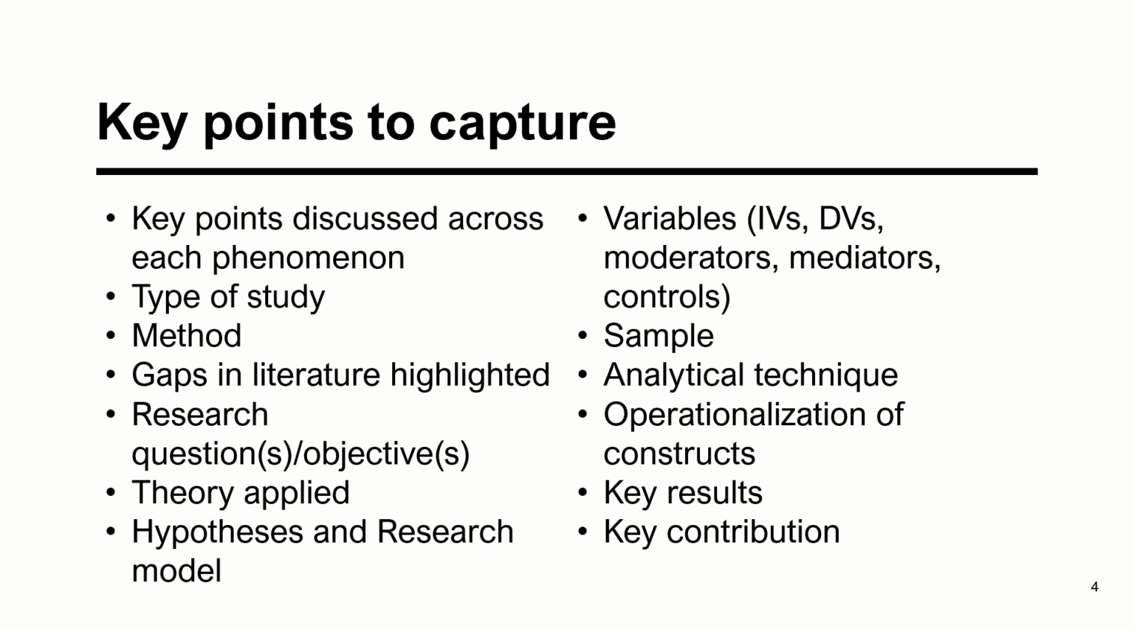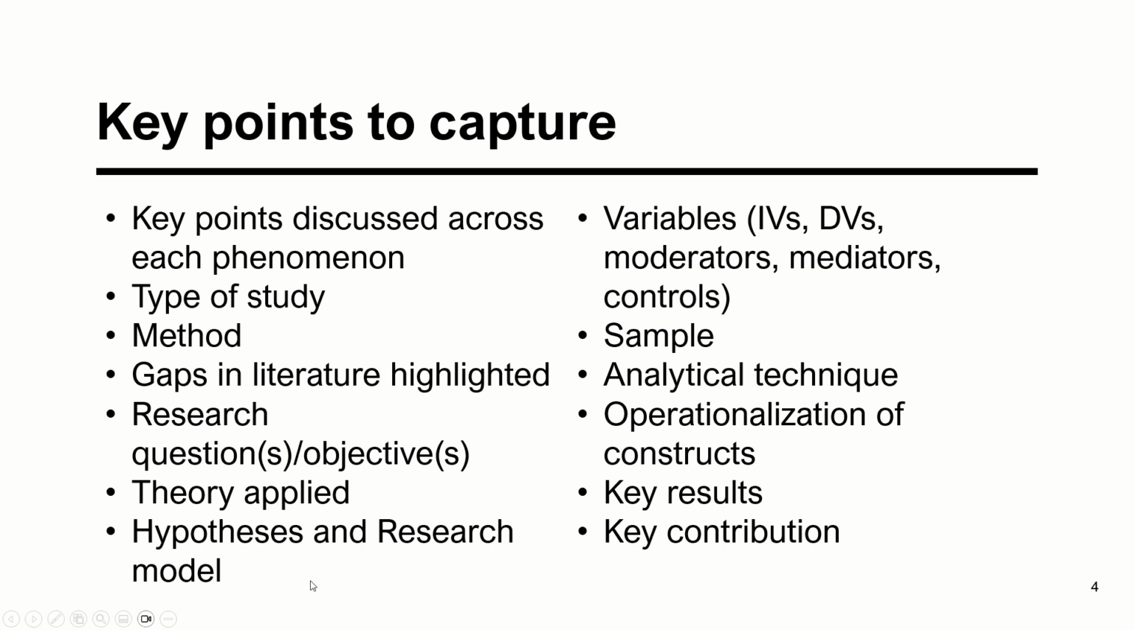So let's take an example. Let's say you're reading through a paper A. Now you want to include what are the key points that were discussed across each of the focal constructs, the focal phenomenon that is part of your paper. What was the type of the study? Was it empirical, non-empirical? What was the method that was used? What gaps in the literature were highlighted? What was the research question that this paper was dealing with? Was there any theory that was applied? What are the hypotheses? What was the research model?